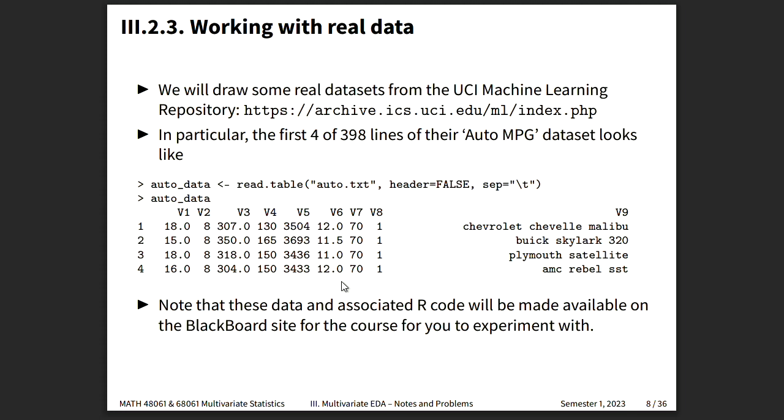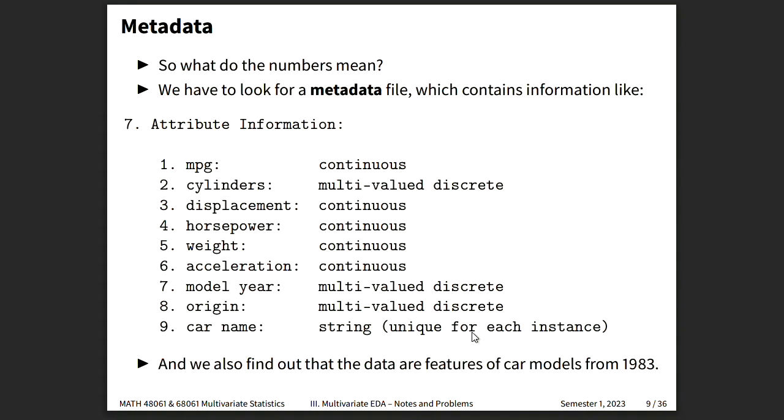So a nice source of real data sets is the University of California Irvine Machine Learning Repository. So I got this data set on automobile miles per gallon. Remind me to put the R code up actually once we've met this, but you can get these data from Blackboard and play with them in R.